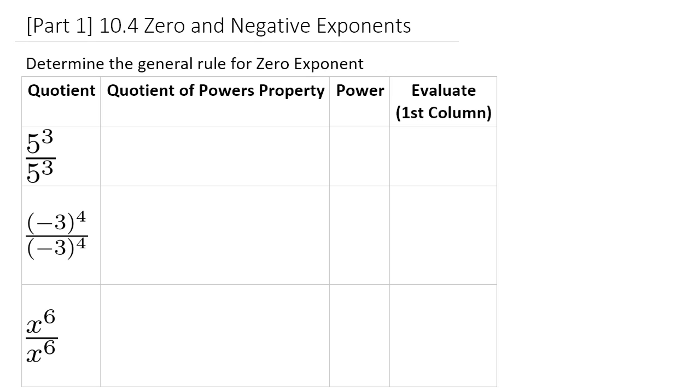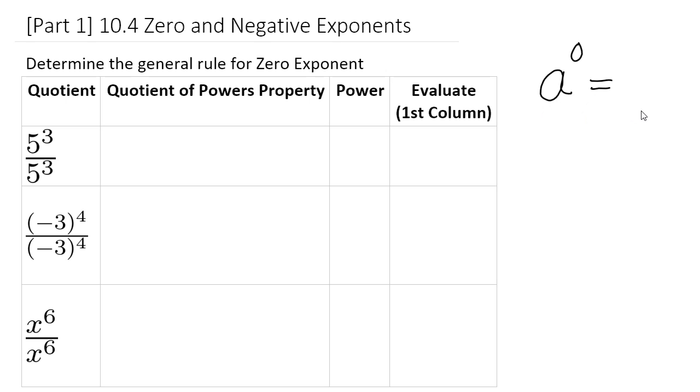Hello class, this is part 1 of section 10.4 on zero and negative exponents. For this section, we are going to describe what it means to have a zero or a negative exponent. First, we're going to start with zero exponent. In a power, we're going to have some base and the exponent is going to be 0. So what does that equal to?